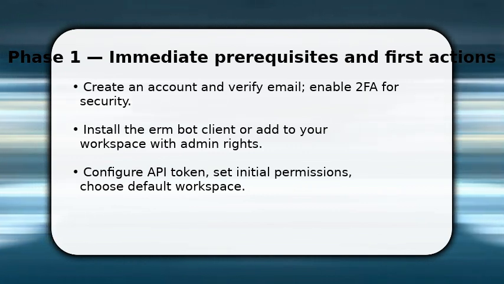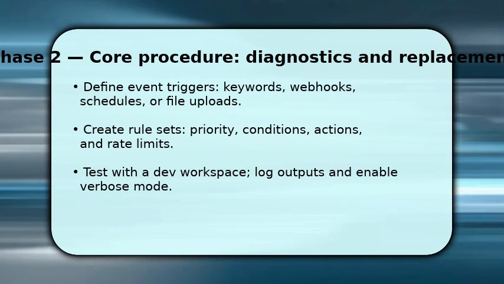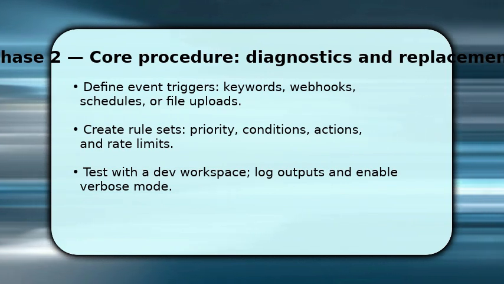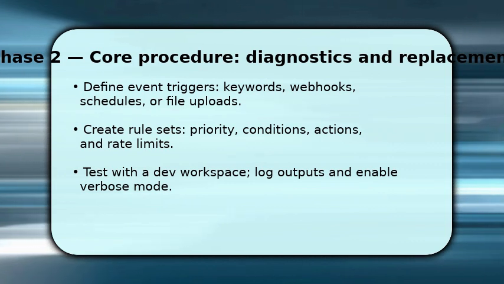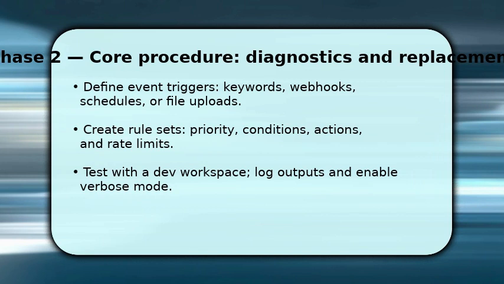Now you configure rules and workflows that define how the EERM Bot responds. Start by mapping triggers: keyword phrases, incoming webhooks, scheduled cron events, or specific file types. Then assemble rule sets with clear conditions, priority order, and associated actions like notifications or automated responses. Make sure to set rate limits and retry logic so the bot behaves predictably.